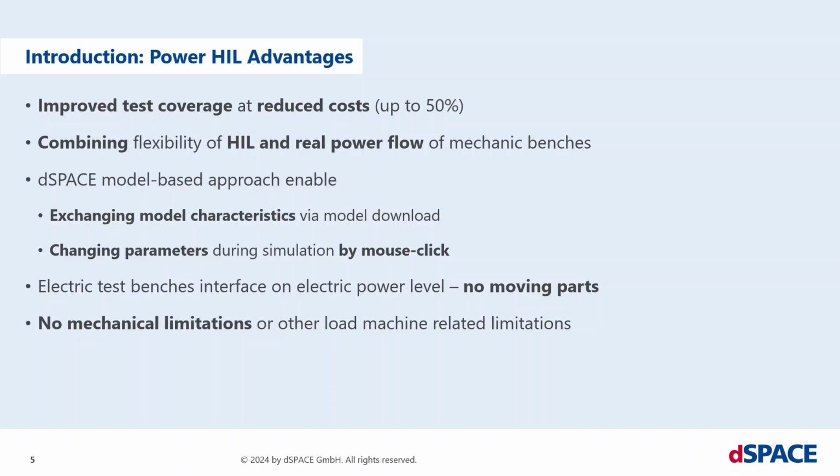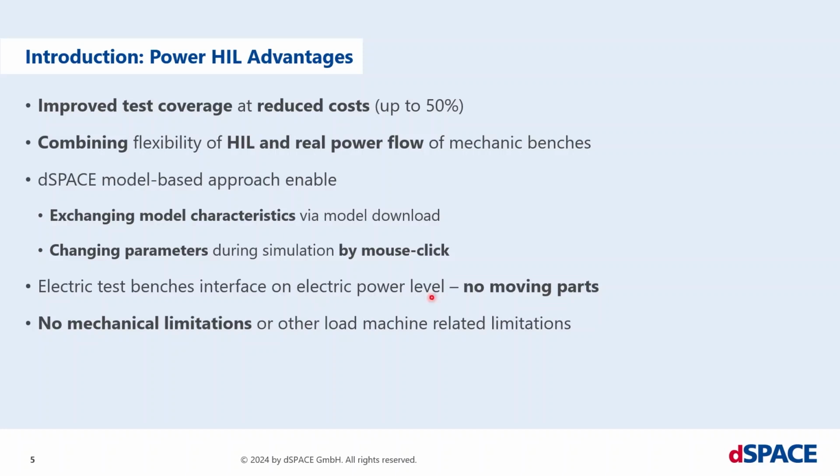The dSPACE model-based approach of power hardware in the loop brings two advantages, because you can change model characteristics via model download. So for example, in the first tester setup, you want to emulate your grid, and in the next test setup, you want to emulate your generator, or both of them. And you can also change parameters during the simulation via mouse click. So the first time you test your device with generator A, and then after 10 minutes, you have the possibility with the same setup to test it with generator B by only changing machine settings via mouse click.